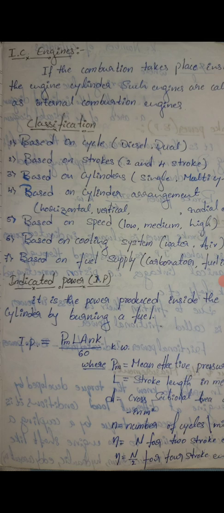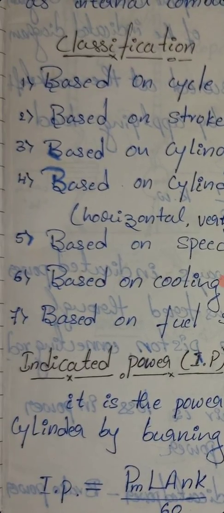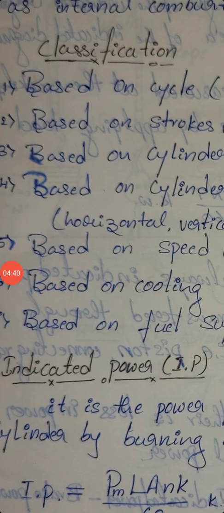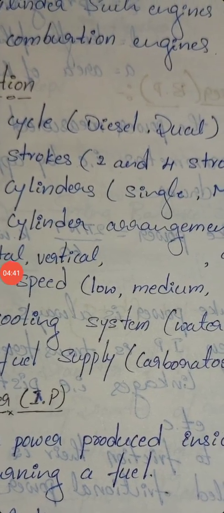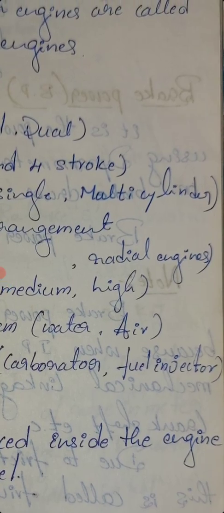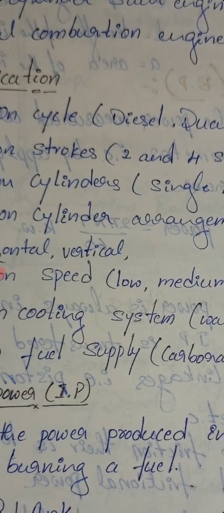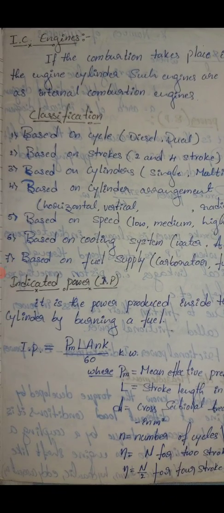This is the second classification, based on the strokes. Next we have a third classification based on the cylinders. We have single cylinder and multi-cylinder engines. If there is only one cylinder, it is called a single cylinder engine. If there are more than one cylinder, it is called a multi-cylinder engine. Okay, next, based on the cylinder arrangements.